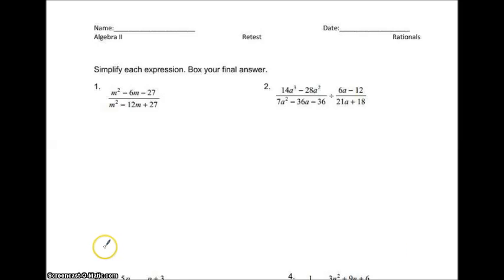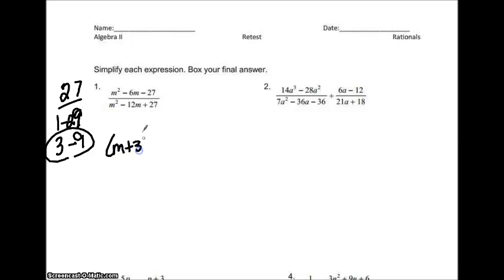Okay, number 1 and 2, 3 and 4 wants you to simplify. So you've got to factor and then see what cancels. So on the top of this, we're finding the factors of 27: 1 and 9, 1 and 27, 3 and 9. Signs are different because of the negative. The biggest one is negative. They have to equal 6, so I'm going to do 3 and negative 9. So my top becomes m plus 3 and m minus 9.